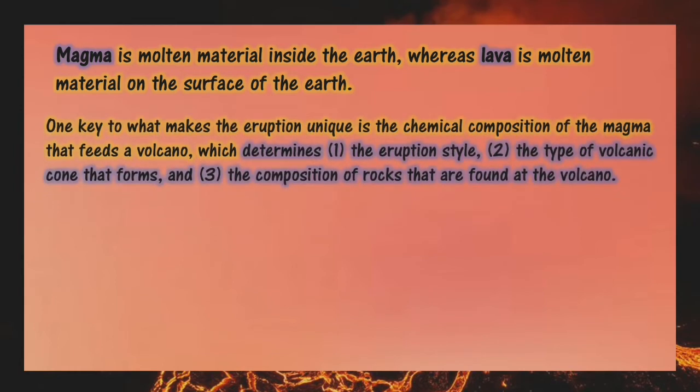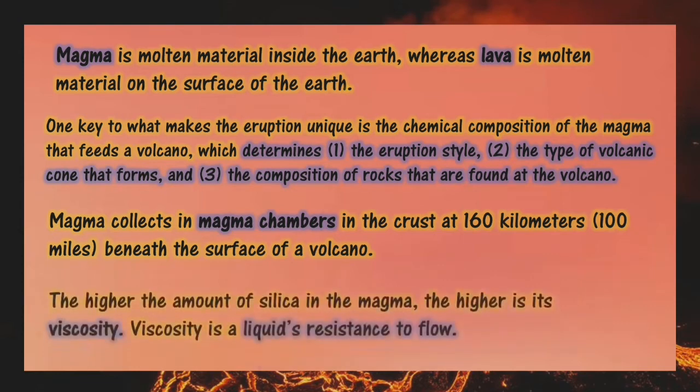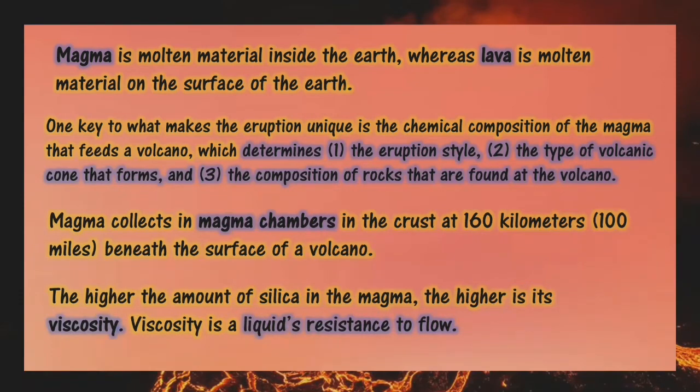One key to what makes each eruption unique is the chemical composition of the magma that feeds a volcano, which determines the eruption style, the type of volcanic cone that forms, and the composition of rocks that are found at the volcano. Magma collects in a magma chamber in the crust at 160 kilometers or 100 miles beneath the surface of a volcano. The higher the amount of silica in the magma, the higher is its viscosity. Viscosity is a liquid's resistance to flow.